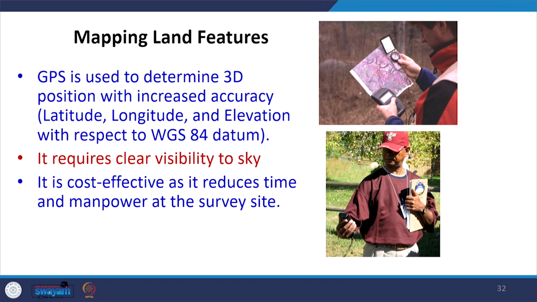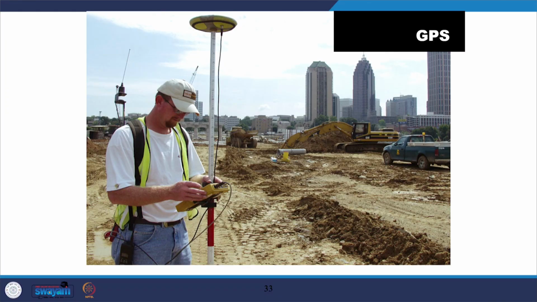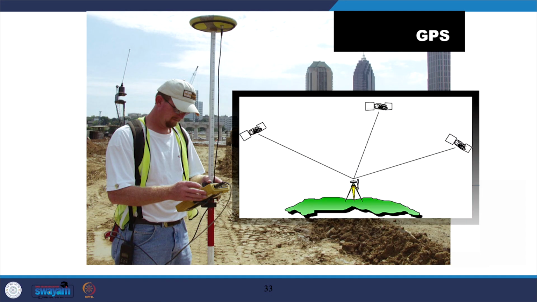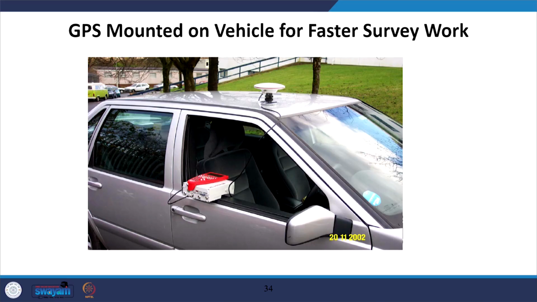For mapping land features, GPS has been used very frequently because it gives me latitude, longitude and elevation with respect to the WGS 84 datum, World Geodetic System 84 datum. What does it require? It requires clear visibility to the sky so that the signals are received by the instrument. Ultimately it is a very cost effective technology and it saves a lot of manpower in the field because one person can finish the entire job in the shortest possible time. So, this is the GPS survey work which is carried out in the field by a single person along a given corridor. These are the satellites, and the signals are received from these satellites to carry out the mapping.